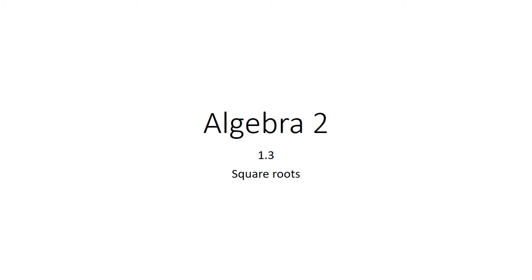This is video 1.3. Today we're going to be talking about square roots. Hopefully you've done square roots in the past and all of this is complete review for you. But a square root, this is the radical sign. That's the radical. What goes inside is called the radicand.